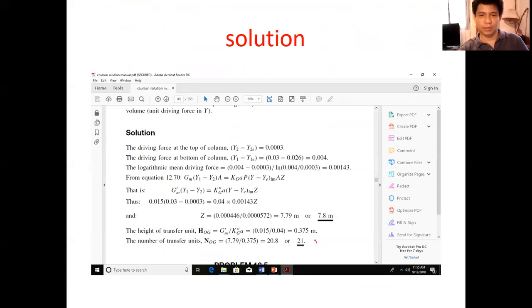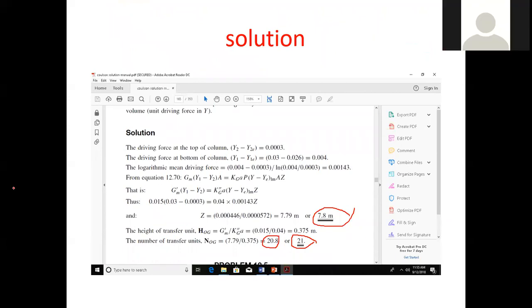So this is the NOG, 21. Correct, 20.8. This is the solution for Colson, if you have Colson. This is the Z, 7.8 meters. Okay?